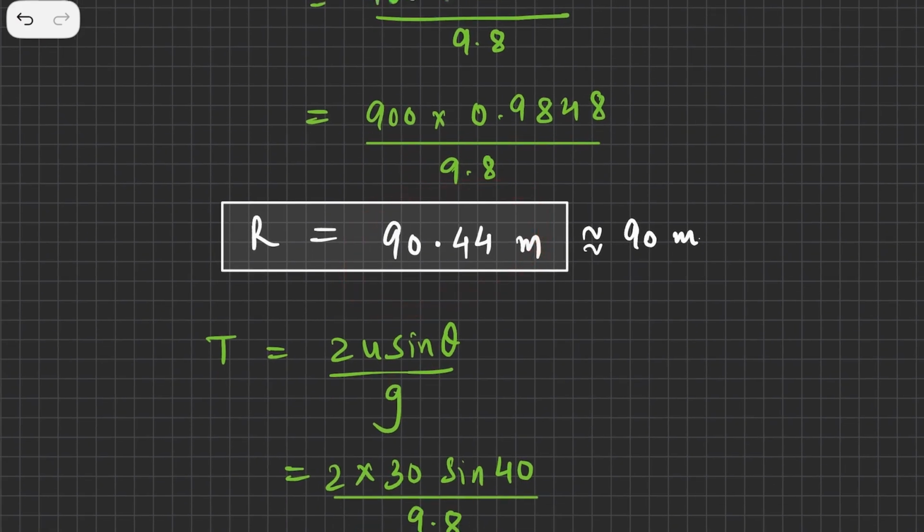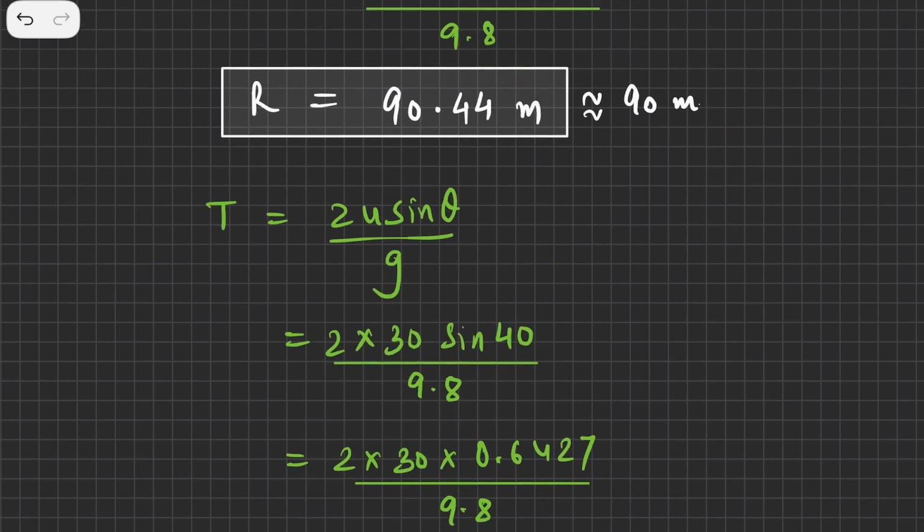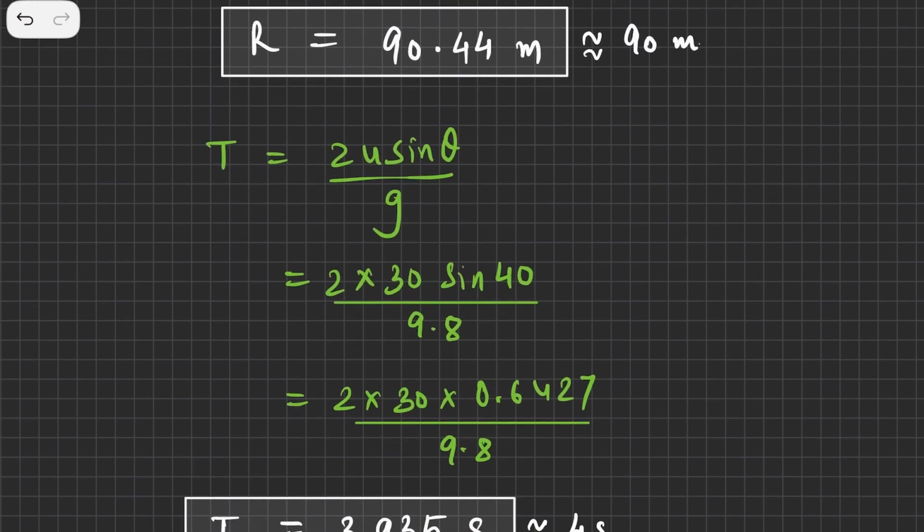90.44 meter is the range. That means it is going to fall around 90.44 meters. So that is approximately 90 meters. So this is the first thing which we have found out. Now we are going to the next one, that is the time of flight.